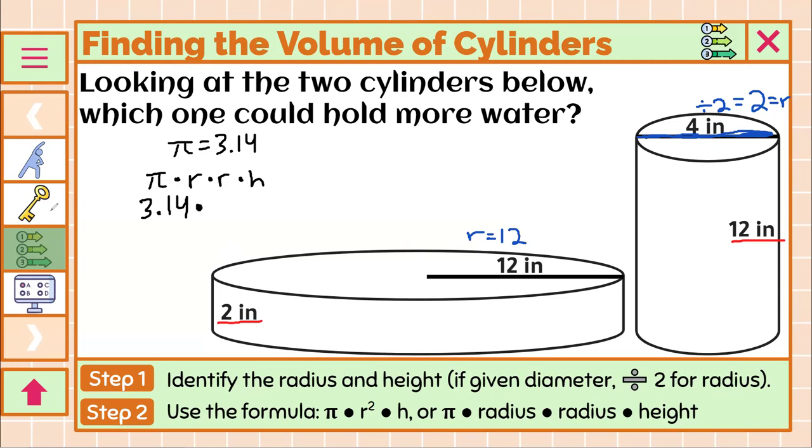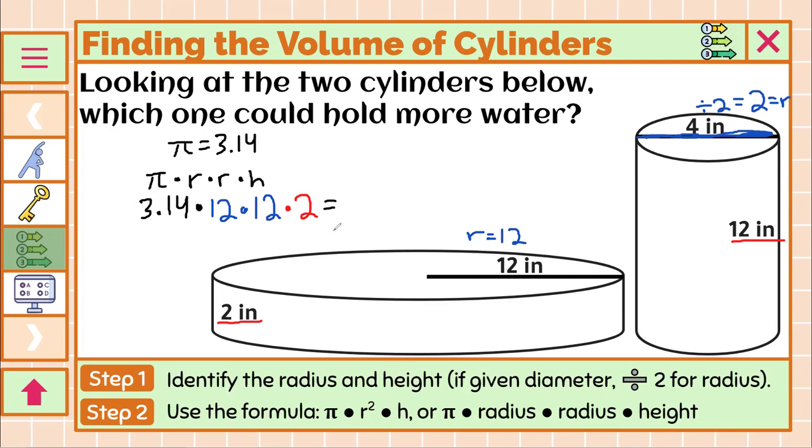And we have the radius. For our shorter cylinder, it is 12. So 12. But again, it's radius times radius. So that's 12 times 12. And then the height was 2. My last step, this is the easy part. I'm just going to put this all into a calculator to get our final answer.